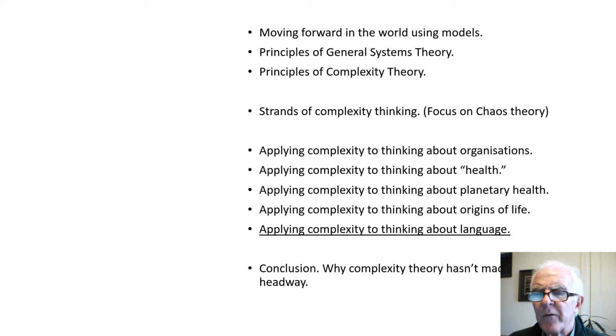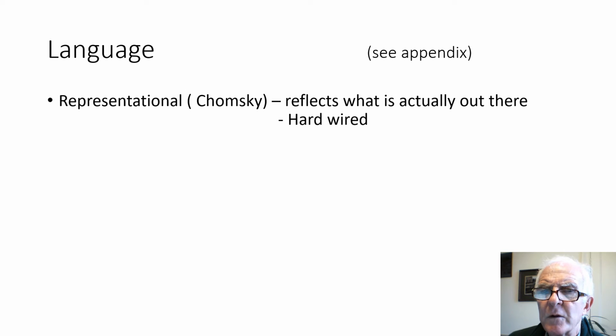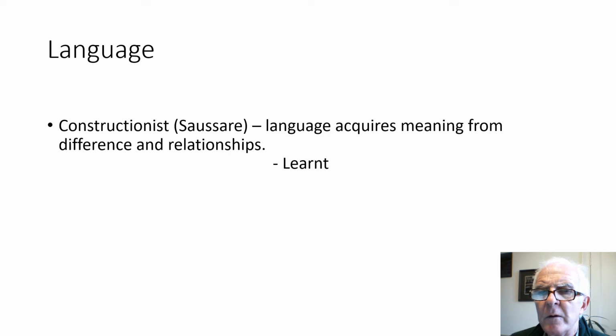So what about applying complexity thinking to language? I think this is a really interesting area. Our first step in the world is to take in data and codify it. We take in our sensory data and codify it in terms of language as our starting point. And there are two approaches to language. Chomsky sees language as being hardwired into our brains, whereas I want to follow Saussure, who takes a constructionist approach and suggests that we acquire language, and that language acquires meaning from difference, going back to this basic fundamental principle of the brain as a difference engine. Language acquires meaning from difference and relationships.